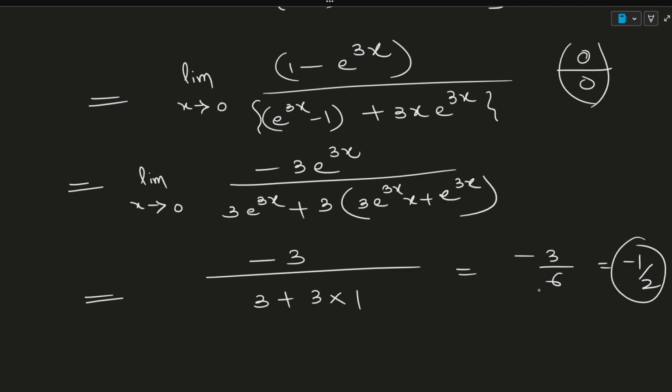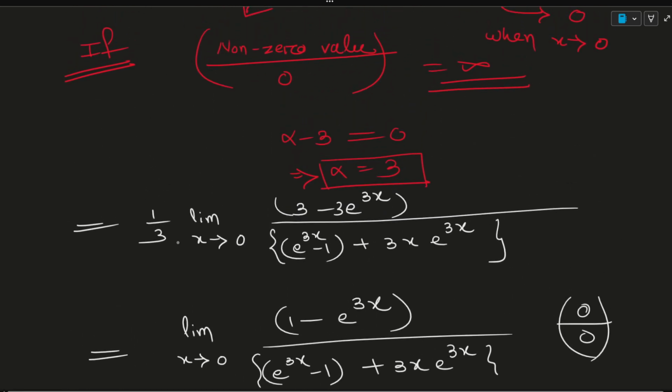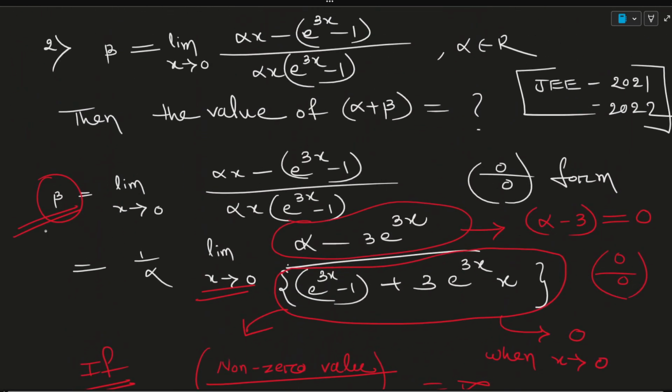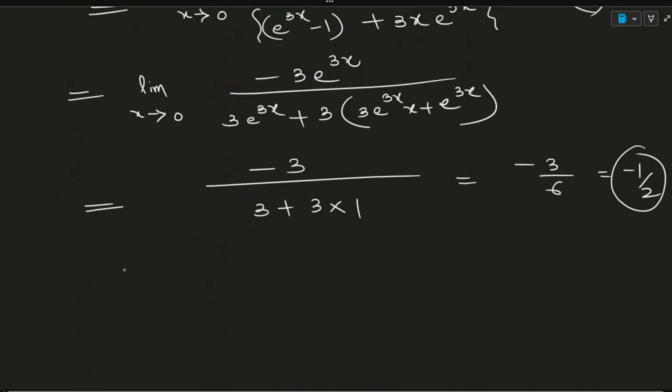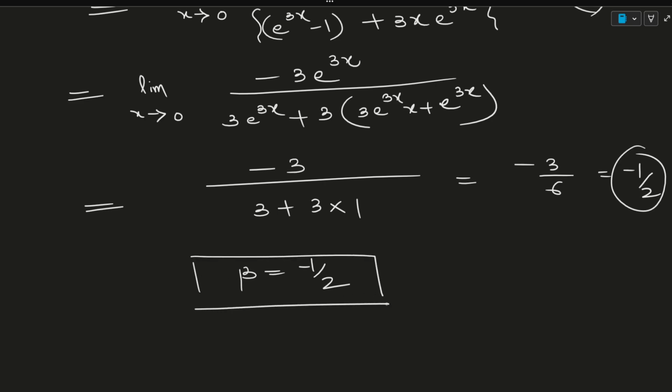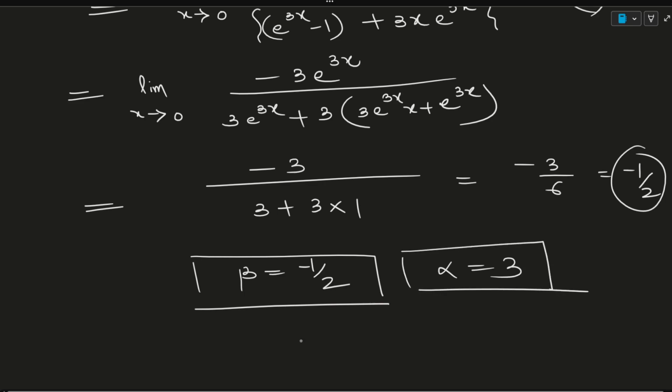So here you can see that the limit of the function was initially given as beta to us. So we got the value of beta by evaluating the limit. So beta is here minus 1 by 2, and earlier we have evaluated the value of alpha as 3. So now we can find alpha plus beta, 3 minus 1 by 2, and it will be 5 by 2. This is our final answer.